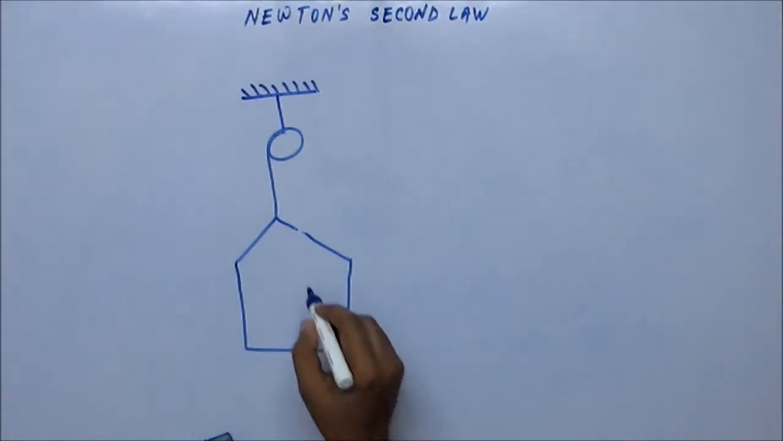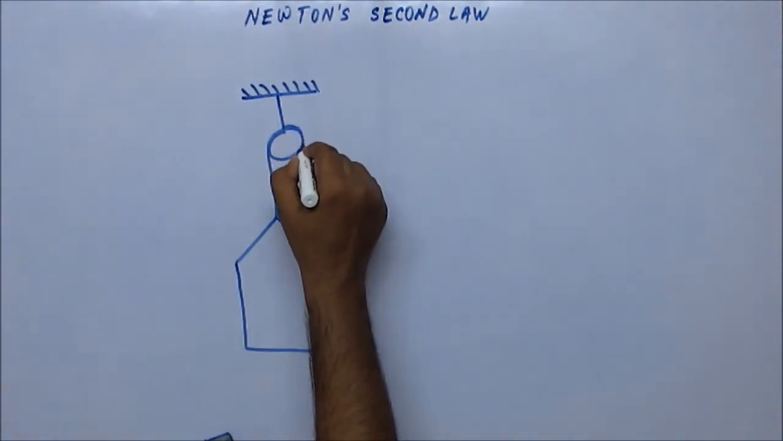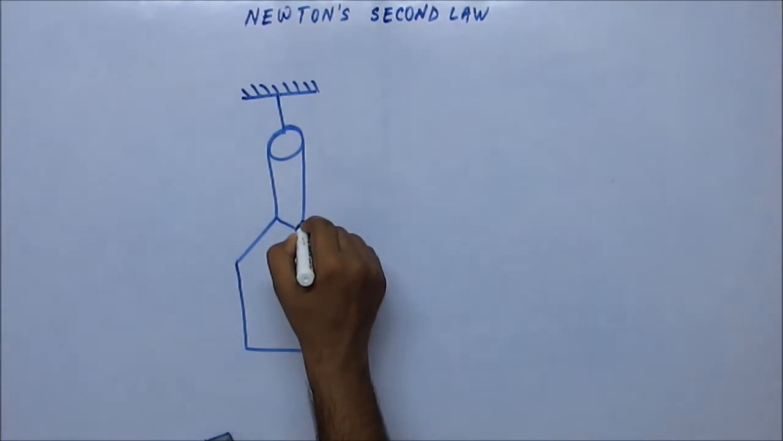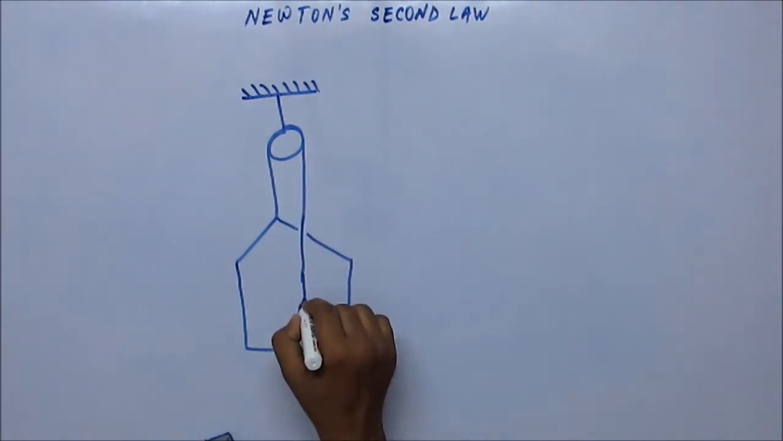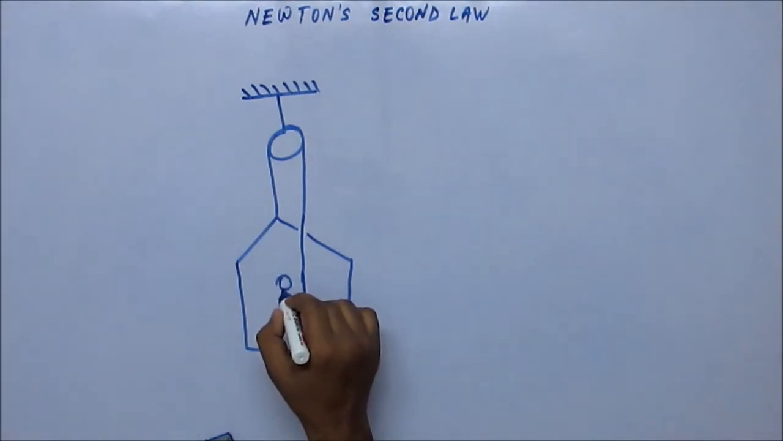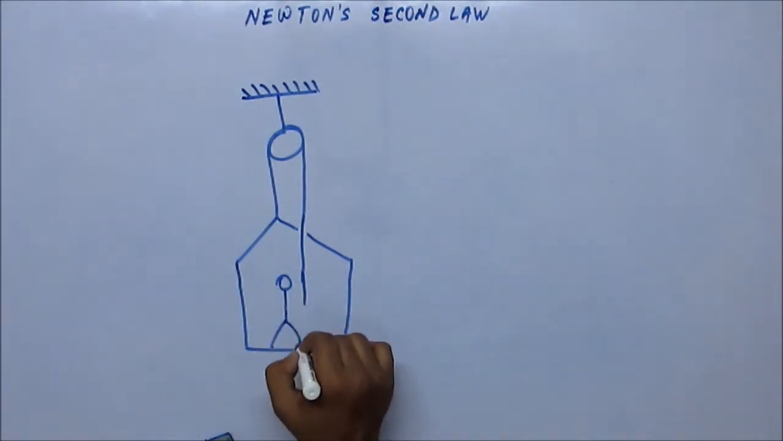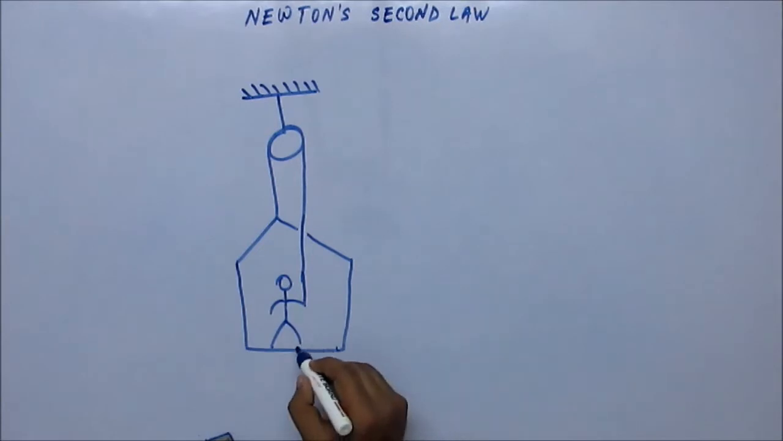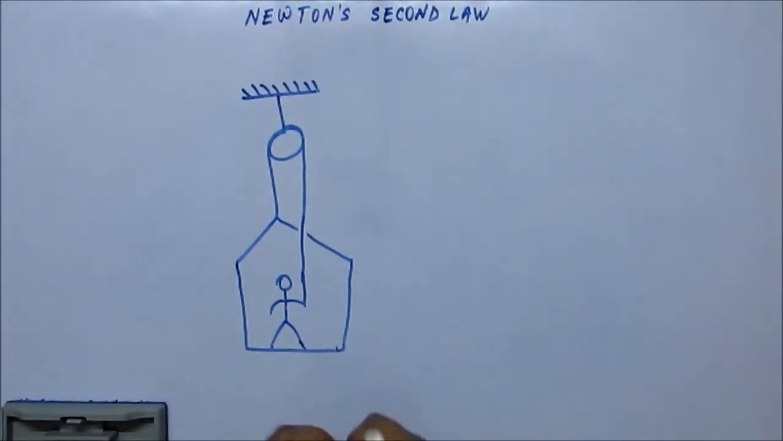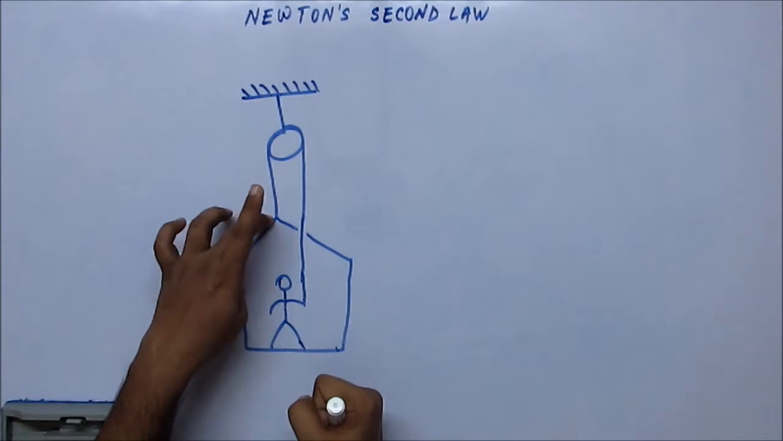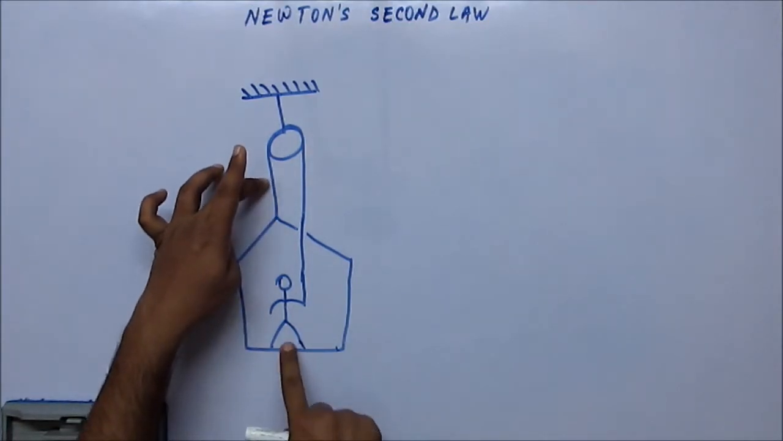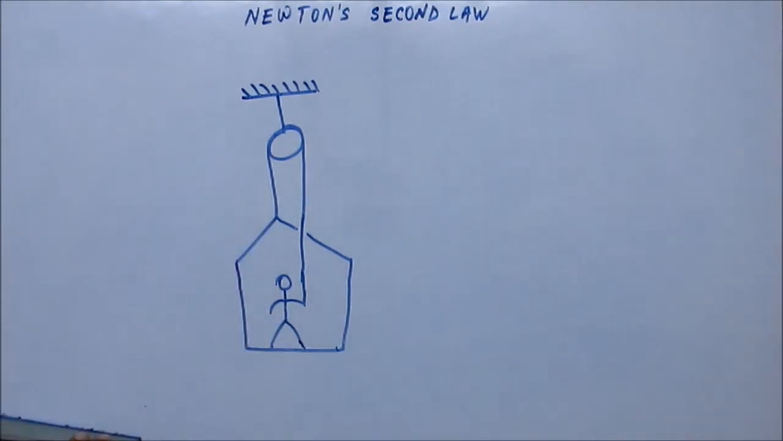Suppose there is a lift, and there's a hole in the roof, and this wire is coming inside the lift, and there's a man inside holding the wire. Understood the situation? Now if he pulls on the rope, then he can climb on the rope together with the lift. If he pulls the rope downward, then this end will go upward, and along with it the man can go upward.